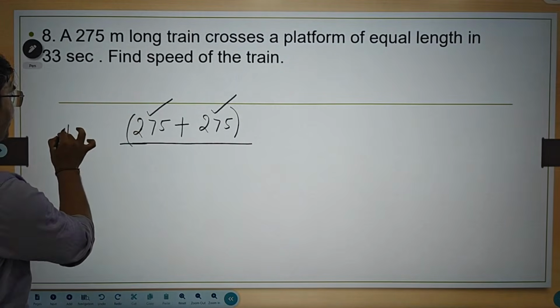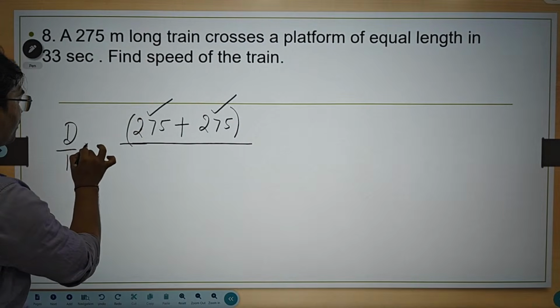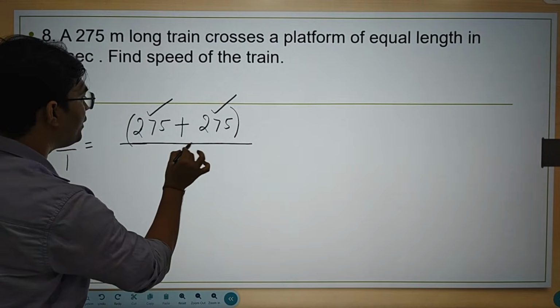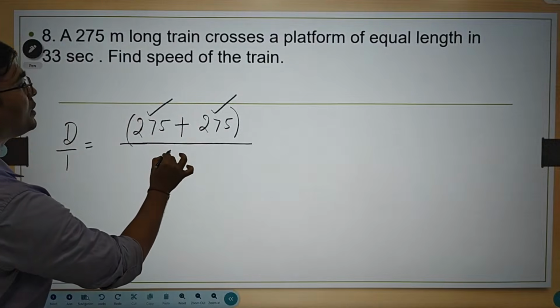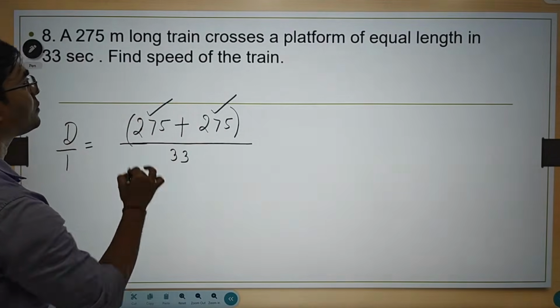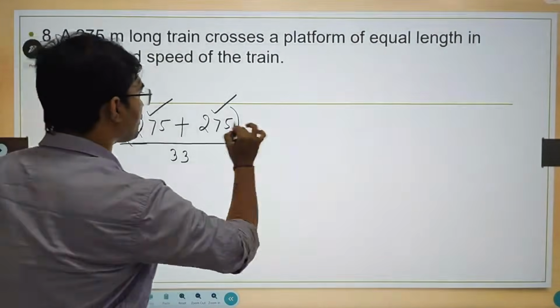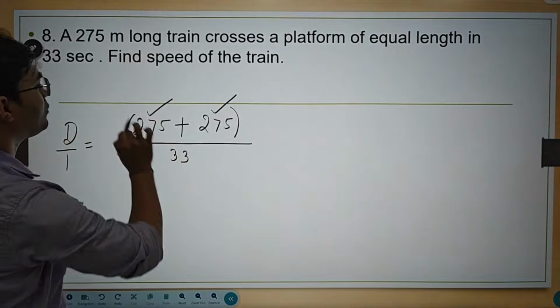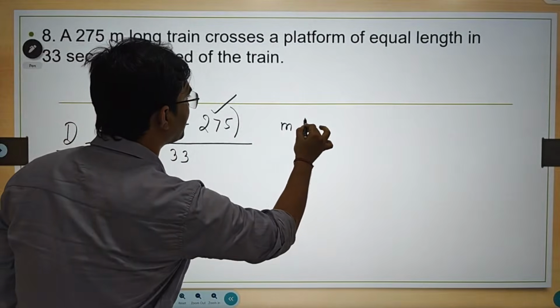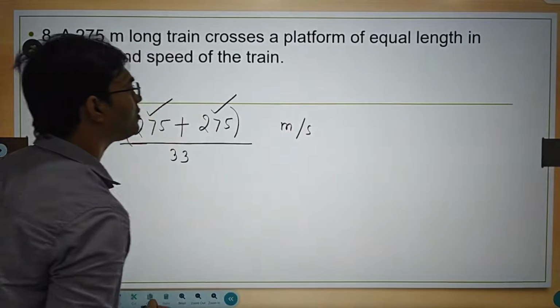So speed is nothing but distance by time. What is speed? Distance by time. So time is given as how much? 33 seconds. One more thing, distance by time, meter, so the answer will be in the form of how much? Meter per second.